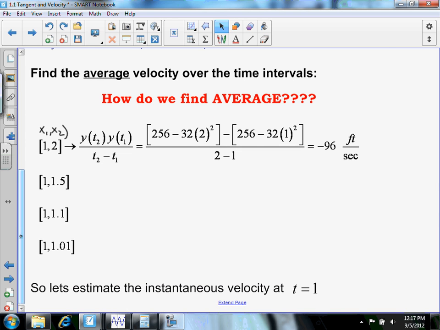That's in the interval of 1 second to 2 seconds. So between 1 and 2 seconds, we're averaging 96 feet per second, and we're going down, so it's negative. Remember, we're falling.